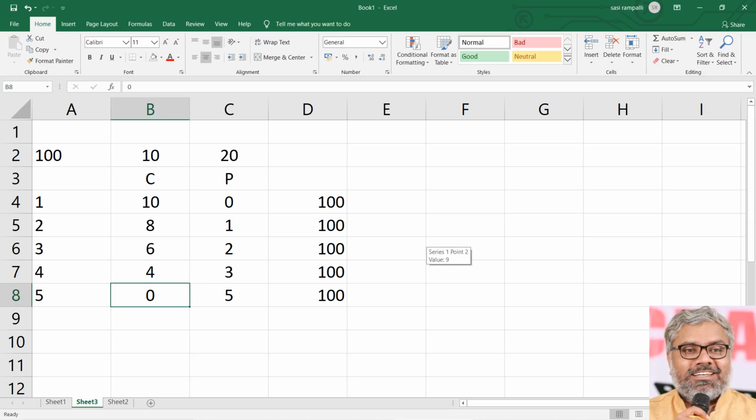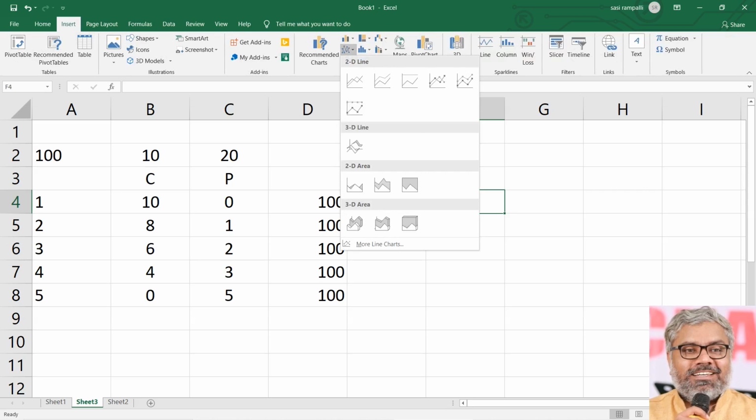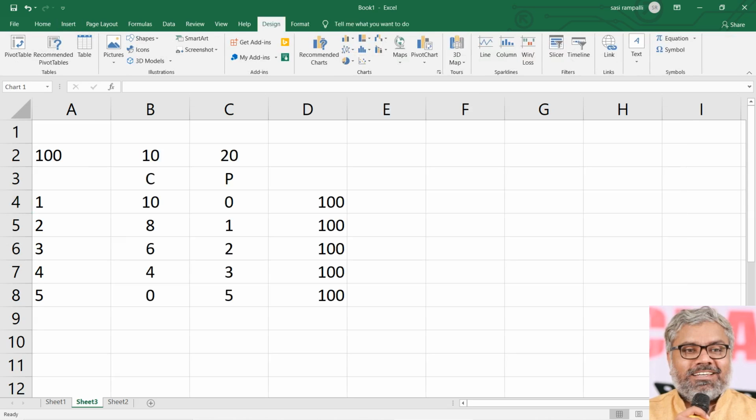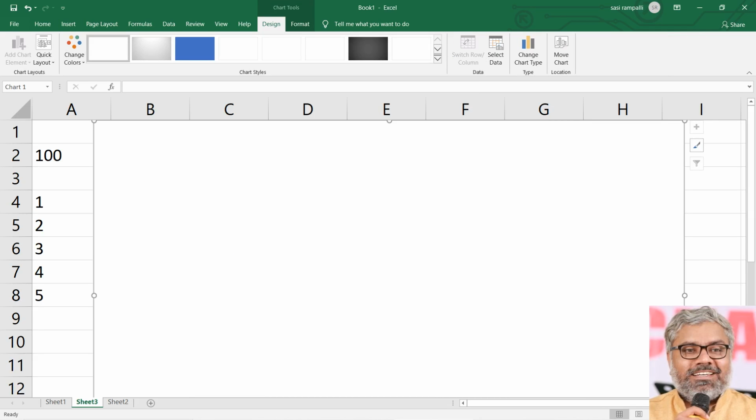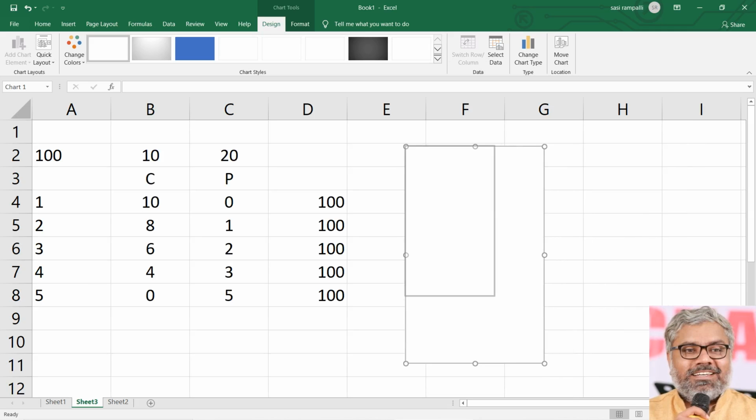But just for understanding purposes, as we are increasing the consumption of one of the commodities, how does the other commodity look like? Definitely it will be a downward sloping line.